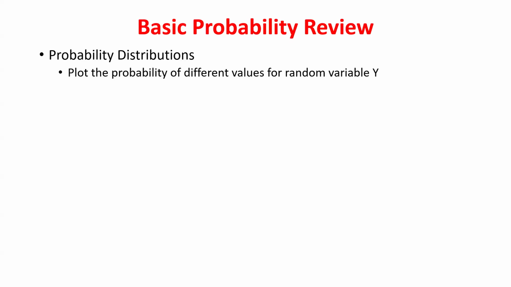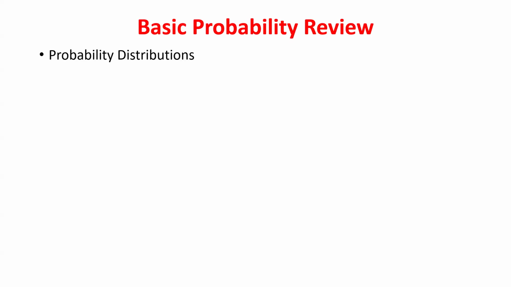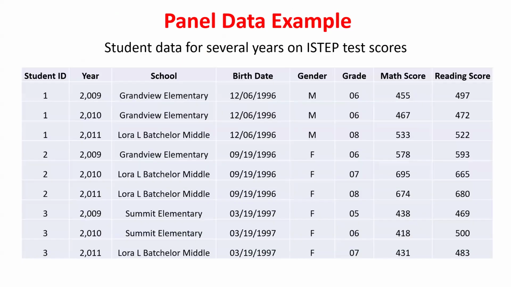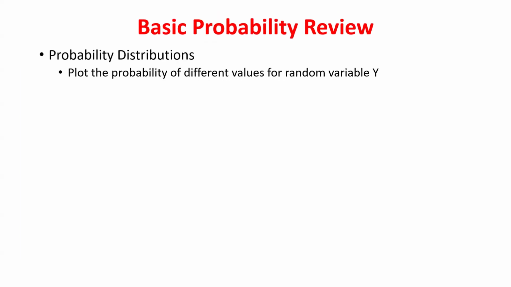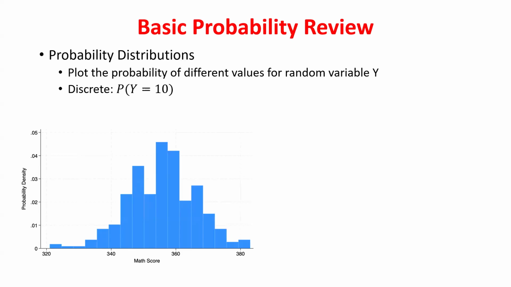So maybe an I-STEP score of, now I forget what I-STEP scores are, let's see, a math score of 460, right? So 460, what's the probability that we see 460? Plot that on a graph: go to 460 on the x-axis, and the y-axis would be the probability associated with seeing that. And then we would want to do that for every single possible math score.